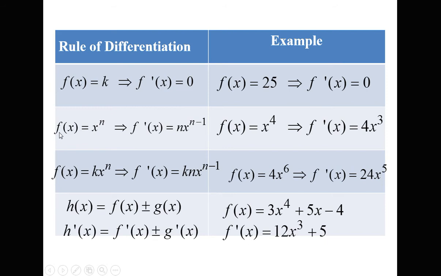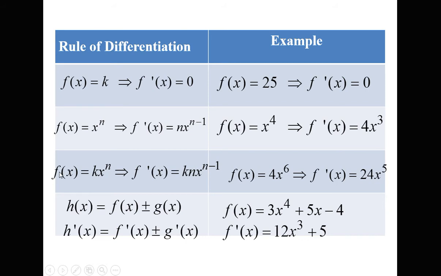So for example, you have this f(x) equal to x to the power of n. So how to differentiate this? So first step, pindahkan n ke depan, and then salin balik x, and then n minus 1. Okay, for example, you have f(x) equal to x power 4. So f prime x is equal to 4, you pindah depan, you akan dapat 4, you salin balik x. So 4 minus 1, the answer is 3. Therefore, f prime x is equal to 4x power 3.